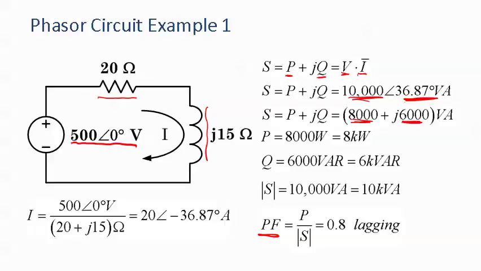And that we would say is a lagging power factor, and the reason is that the current will be lagging behind the voltage here, and that's by 36.87 degrees. Another way to define the power factor is that we take the cosine of the angle between the voltage and the current, and that will also be the power factor. Many engineers would say that this power factor is 80%, and it would still be lagging, of course.